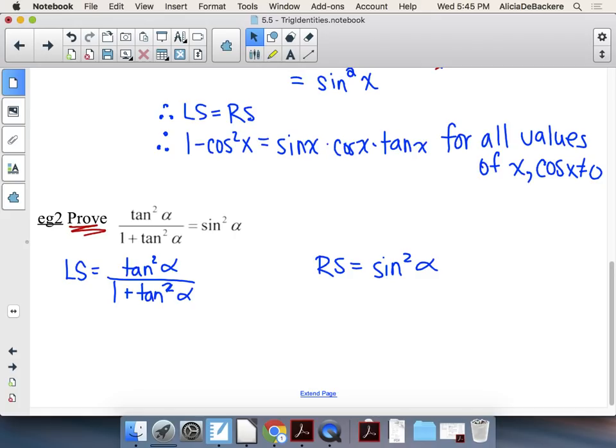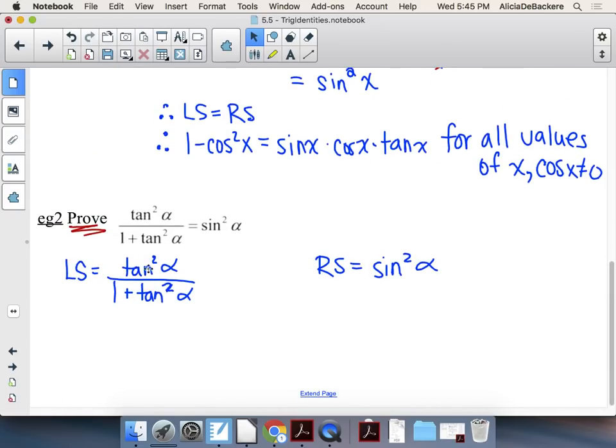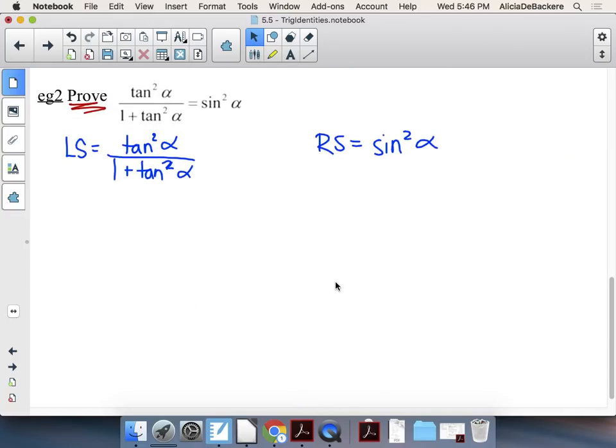Now, there's lots of different places that you can get started. You might want to change the sine squared. So you might go up and take a look. We have another expression for sine squared. Or you might be looking at those tans and thinking, I want to replace those tans. So I'm going to start with replacing the tans. It's a good rule of thumb if you don't know where to start to get rid of the tans and replace them with sine over cos.